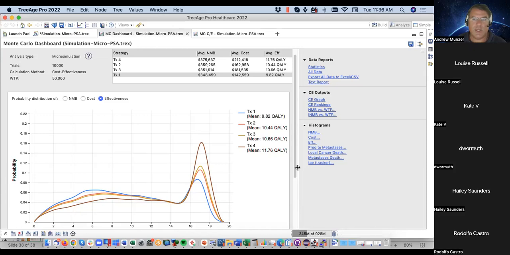Any questions on this one? And we'll do one more dashboard when we're done with this. Do any of these graphs show the uncertainty around your mean estimates?